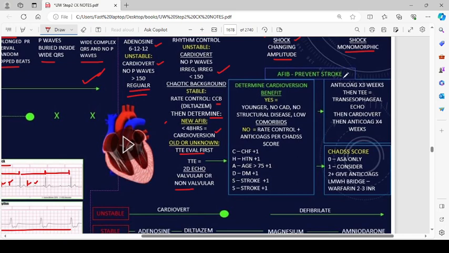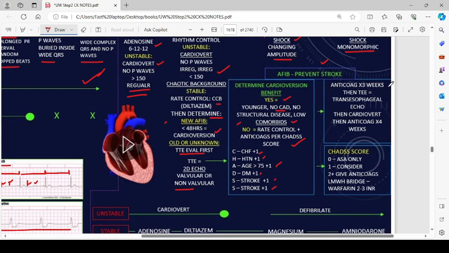Atrial fibrillation, prevent the stroke. In atrial fibrillation, we have to prevent the stroke. Determine the cardioversion benefit. There is a benefit for cardioversion if the person is younger with no coronary artery disease, no structural disease, and low comorbidities. But in situations in which there is no benefit of cardioversion, these are rate control. So if there is no benefit, do the rate control with anticoagulation per CHADS score. The CHADS score is congestive heart failure one score, hypertension one score, age more than 75 one score, diabetes mellitus one score, stroke one score, and again stroke one score.